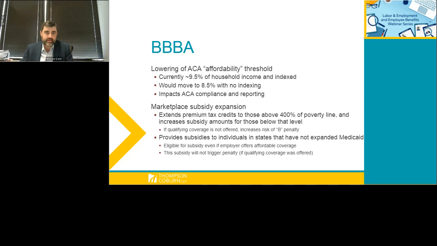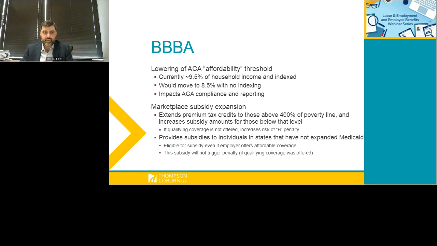This means that if you're not currently offering, or you don't offer in the future, qualifying coverage and you're subject to the employer mandate, it increases your risk of incurring a B penalty. And the B penalty is imposed when you don't offer qualifying coverage and someone goes to the marketplace and gets a subsidy. So expanding the group of people who are eligible for a subsidy expands the potential group of employees who could go to the marketplace and cause you to incur a penalty if you're not offering qualifying coverage.